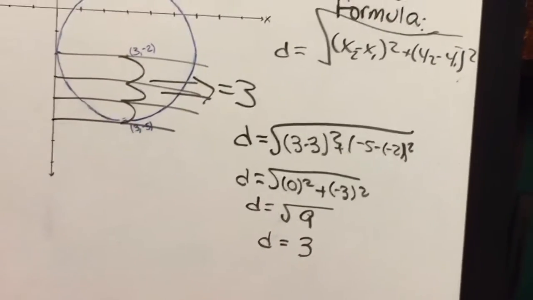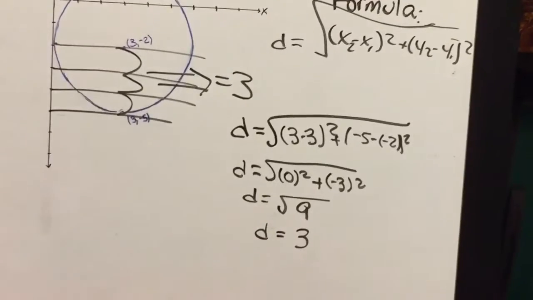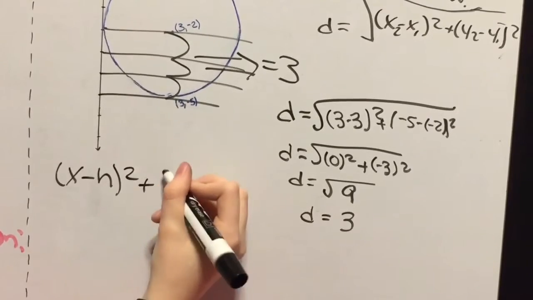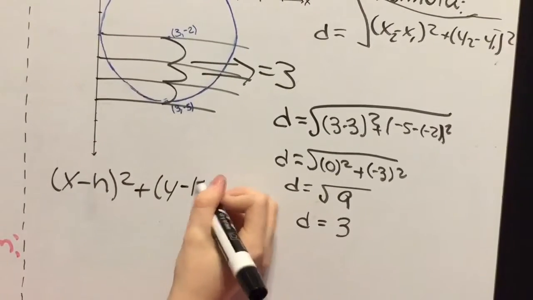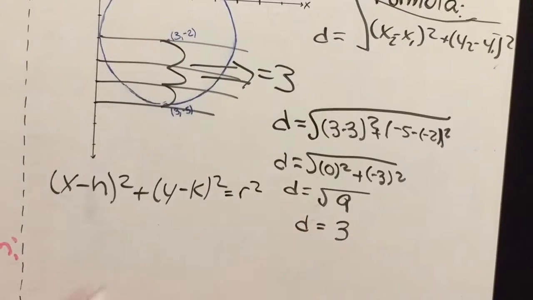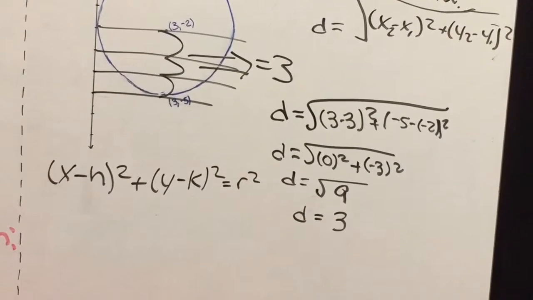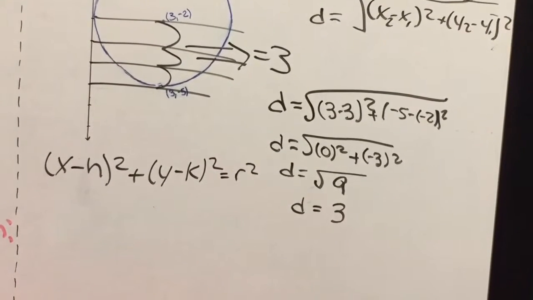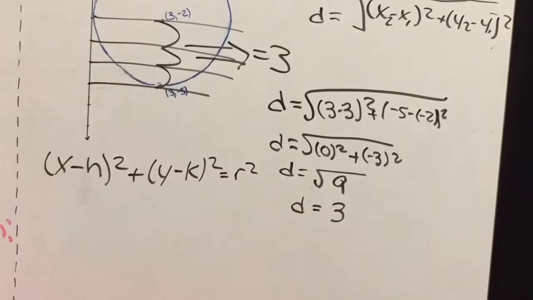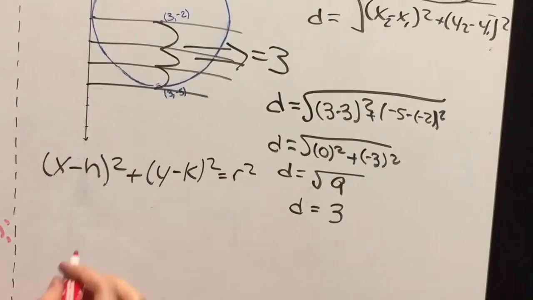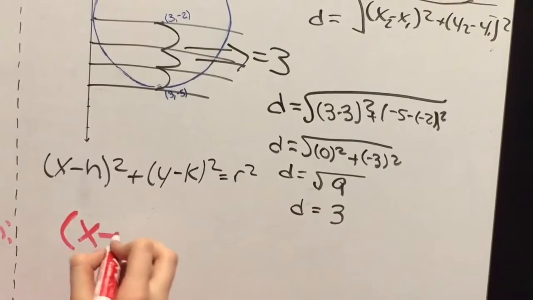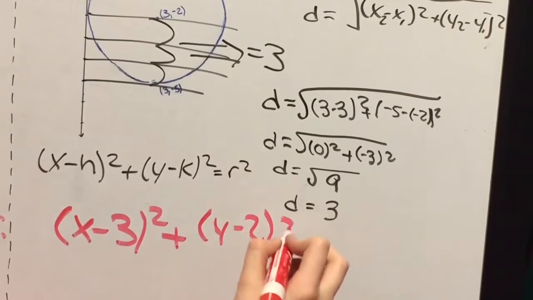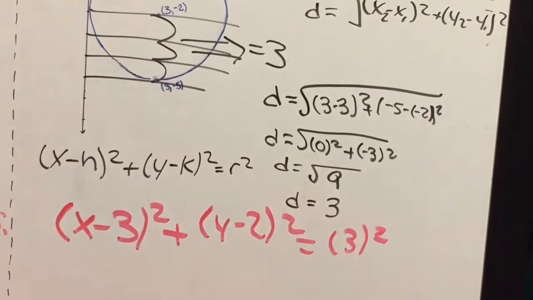But now that we have the radius, we can set up our equation. For this particular one, we're going to start off by using (x minus h) squared plus (y minus k) squared equals r squared. If we remember, the center coordinates represent h and k, and our given point on the circle represents x and y. Using this knowledge, we can plug in the numbers to make the equation. So we'll start off with (x minus 3) squared plus (y minus 2) squared equals 3 squared.